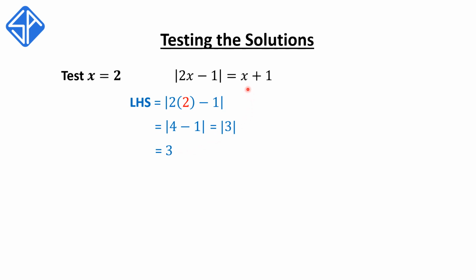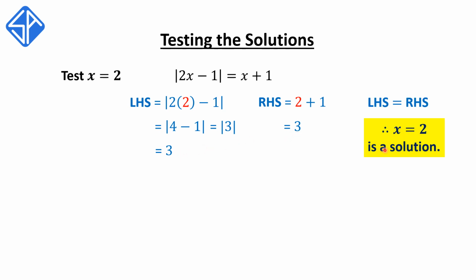On our right-hand side, we're also going to sub x is equal to 2 into x plus 1 as well. So our right-hand side, we have 2 plus 1, which is equal to 3. So we've got the left and the right-hand side being the same, which is equal to 3. So we can conclude that x is equal to 2 is a solution.